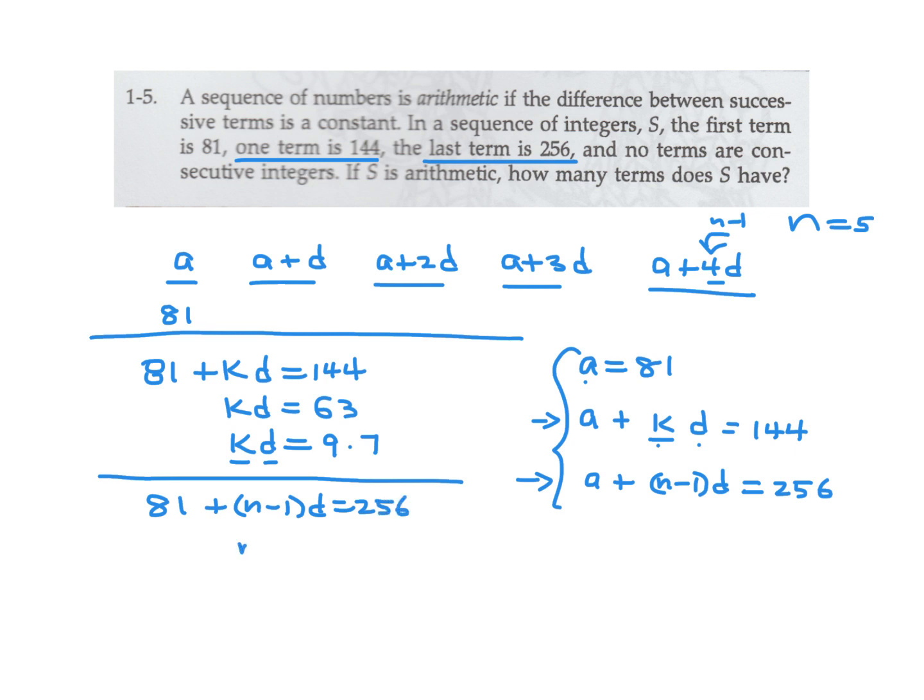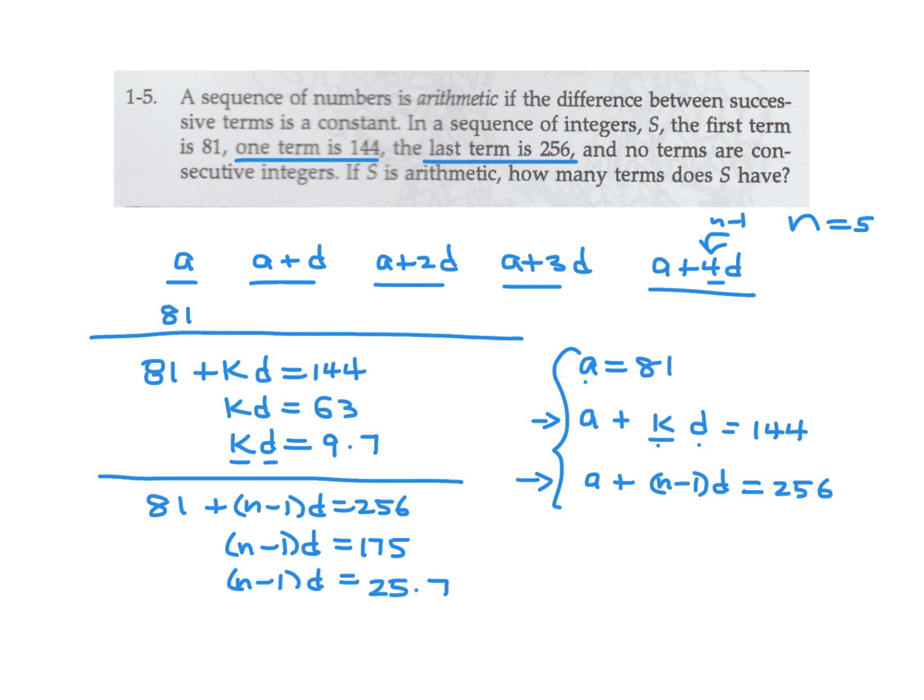And n minus 1 d, 256 minus 81 is what? 175. And then again, n minus 1 d. Can I break up 175? Let's see, 25 times 7? Yeah, 25 times 7.